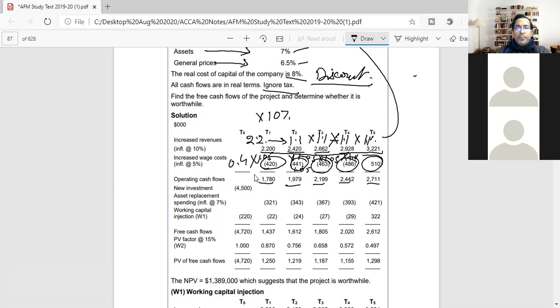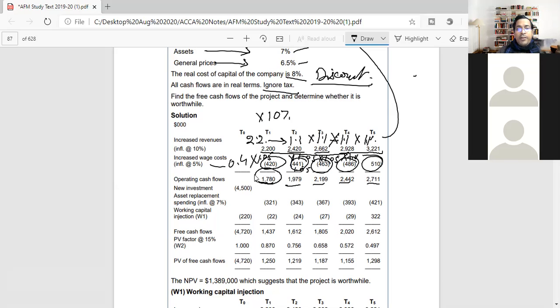Subtract the wage cost from the increased revenue and you find out the operating cash flow. So far, not everything is done. You just have operating cash flow because you still need to do the investment in the factory in order to keep increasing your revenue. That's why you have to factor those as well.